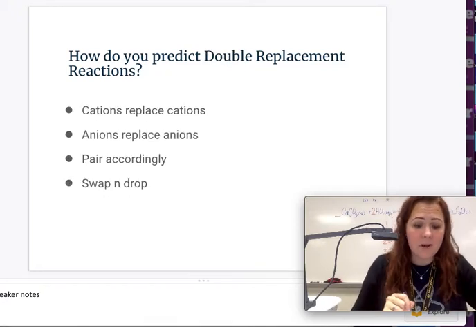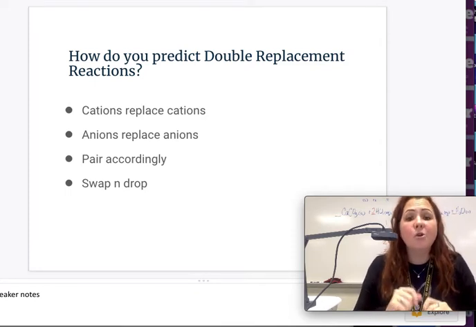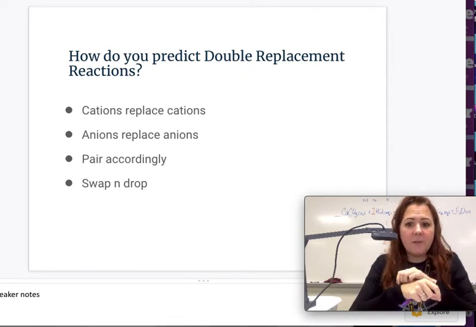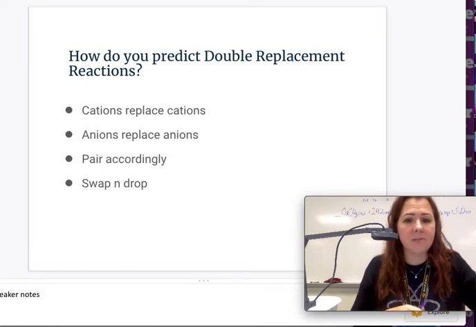Double replacement reactions. You have 2 compounds before the arrow, 2 compounds after the arrow. You're just going to take your cations and trade their places, or their anions and trade their places, and you have to re-swap and drop. So with these, again, we're going to use a T-chart because a lot of times that is helpful.